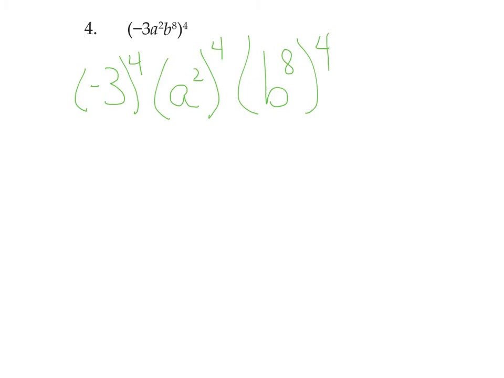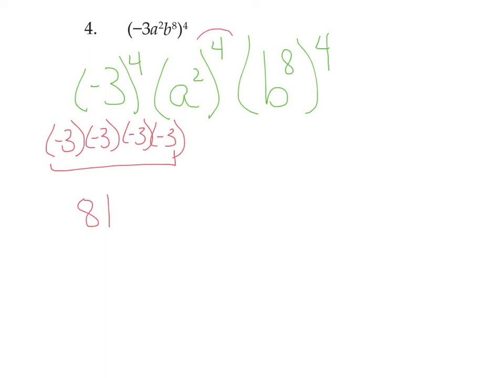And then we're going to use our exponent rules. Well, this means negative 3 used 4 times. So negative 3, negative 3, negative 3, negative 3. All of that makes positive 81. This is the multiply rule. So this becomes a to the 8th and b to the 32.